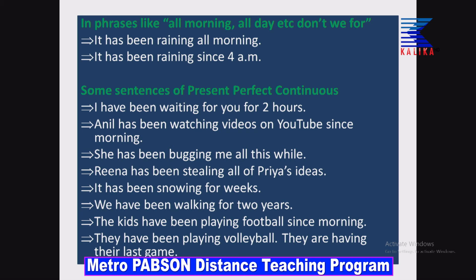Now, next is phrases. This is also a very important point, children. In phrases like all morning, all day, etc., we don't use for. For example, it has been raining all morning. With all morning, children, we don't use for. Now, it has been raining since 4 a.m. There is a point of time, so we write since. Now, some more examples of present perfect continuous. Instead of going on saying this and that, we have to use the examples.